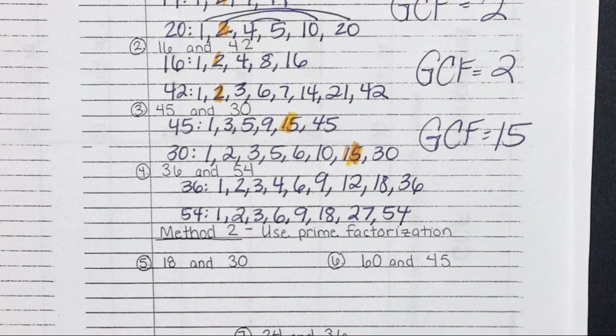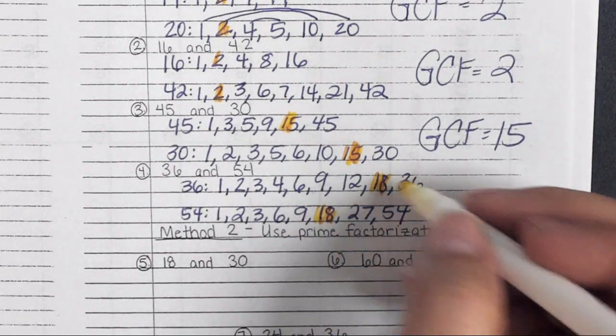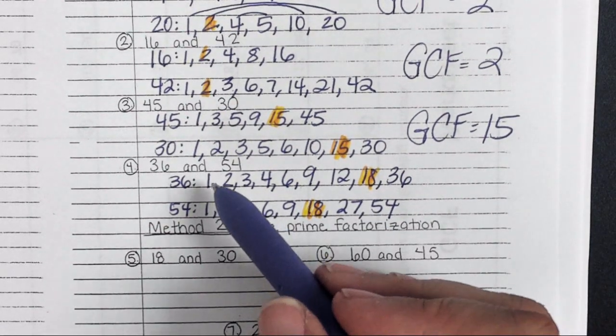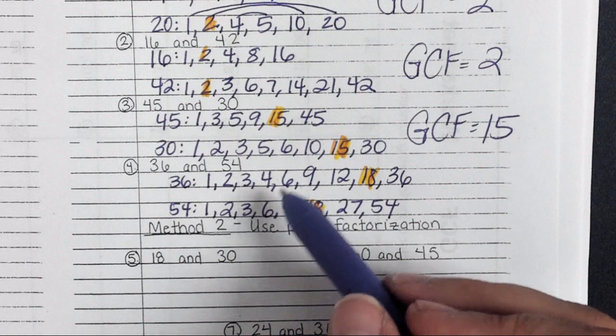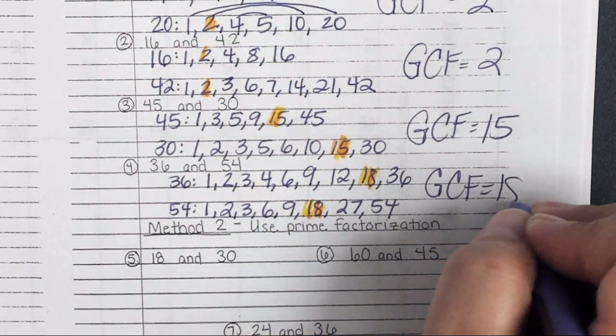What is your greatest common factor? 18. Be careful, because this one had several common factors: 1, 2, 3, 6, 9, but 18 is the greatest common factor.